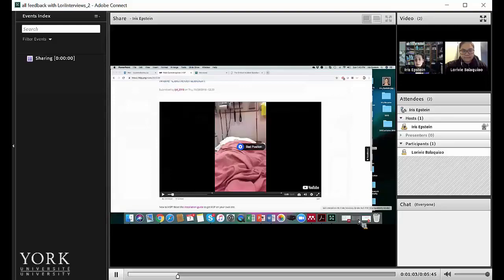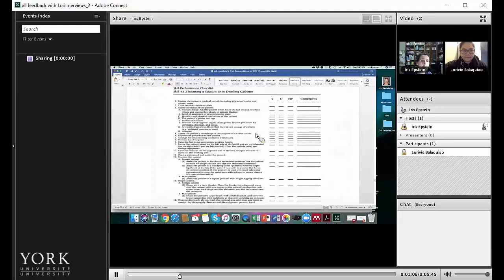Okay, let's review. I think it's a good place to start to just together look at the checklist when we are doing the insertion of a straight or indwelling catheter. For the sake of time, we're just going to review the first three. So the first stage, we're saying that we need to review the patient's medical record and review the physician order for catheterization. Also, we want to close the curtains. What do you think, why do we need to close the curtains? For patients' privacy. Yes, excellent.